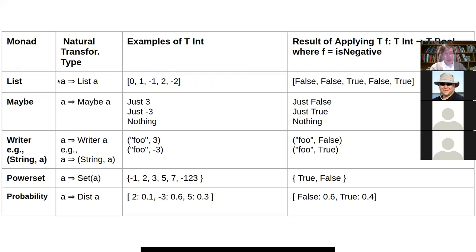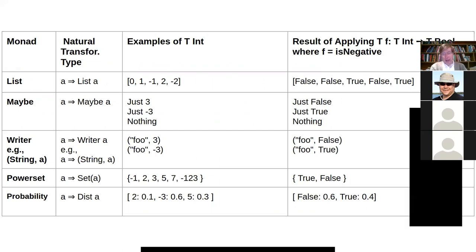Useful. If you think about this, let's talk about a list, for example. Maybe we have this list here. If we have this thing, is negative, which I've used as my function from int to bool, now we're going to apply it from T of int to T of bool, where T is going to be our monad, but here it's a plain old functor that can do this. So T is list, and we're going to apply is negative to each element of the list to get out a list of bools. So we have a function from int to bool, and we lift it to be a function from list of int to list of bool. And we just do so by applying it element-wise. And that gives us our list of bool, which is what we want.